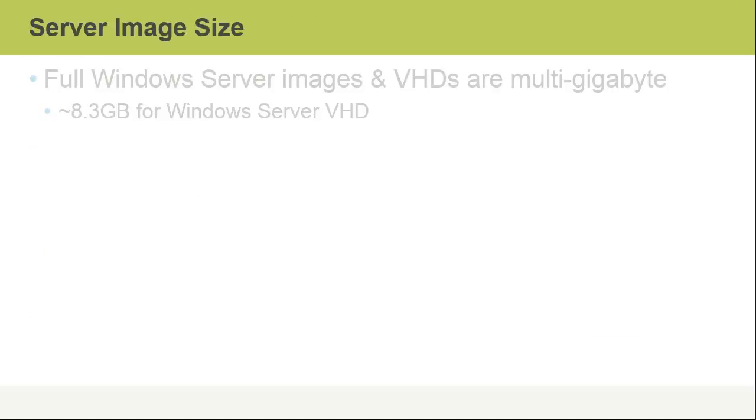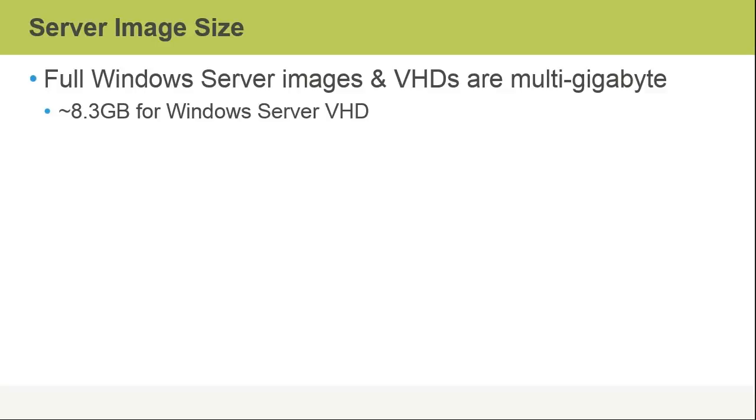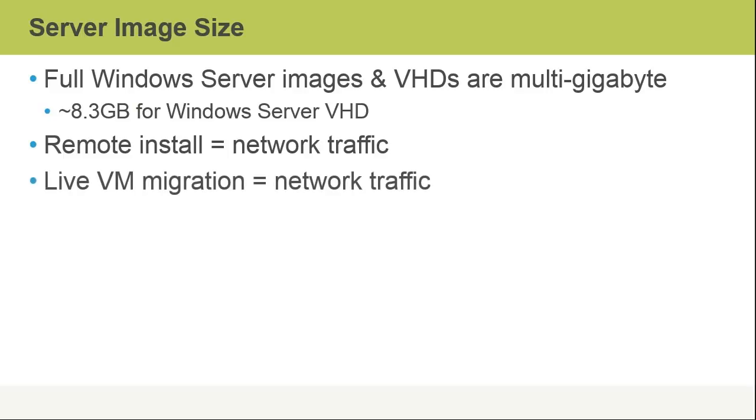So NanoServer then is well suited as a virtualization or an application server in a data center because it can scale well. A full Windows Server image or virtual hard disk could equal out to approximately 8.3 gigabytes. If we do that remote installation over a network, then we're consuming network bandwidth, and that's only for a single server image or single virtual hard disk.